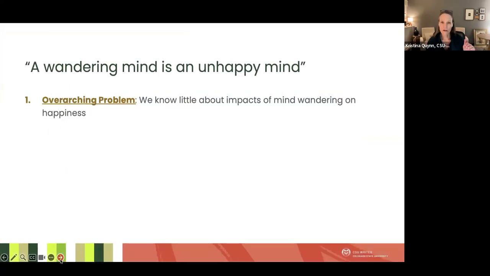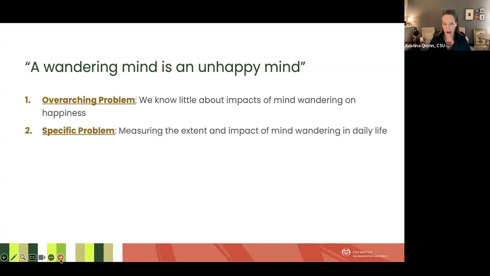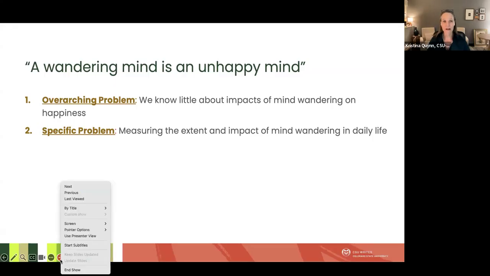Let's take a look at the structure that's kind of underneath that when we think about the logic and the arrangement of the points and how you can take a reverse outline and you can identify what's the overarching problem. And so we'll pull this out from a wandering mind is an unhappy mind. The overarching problem is that we know little about mind wandering and its impact on our happiness. The specific problem that they addressed, though, was measuring the extent and impact of mind wandering in daily life. So that was their kind of contribution to the field. There had been laboratory experiments before, but nothing in daily life.